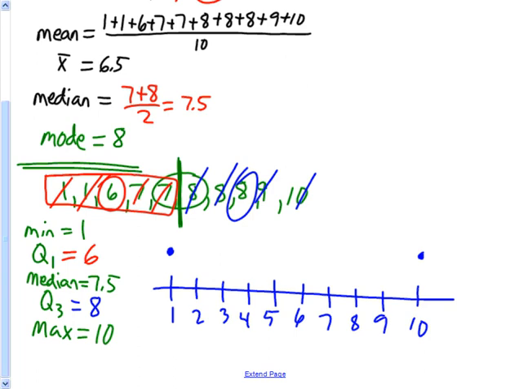the median is 7.5, so that's the median spot. And then the quartile one is 6. Let me put the 6 on there. Let me put the 8 on there, and then I draw this box. Okay, whiskers over here. So there's your box and whisker plot.